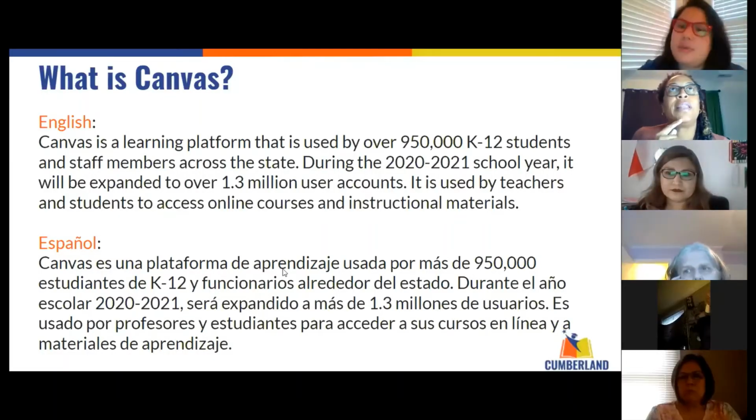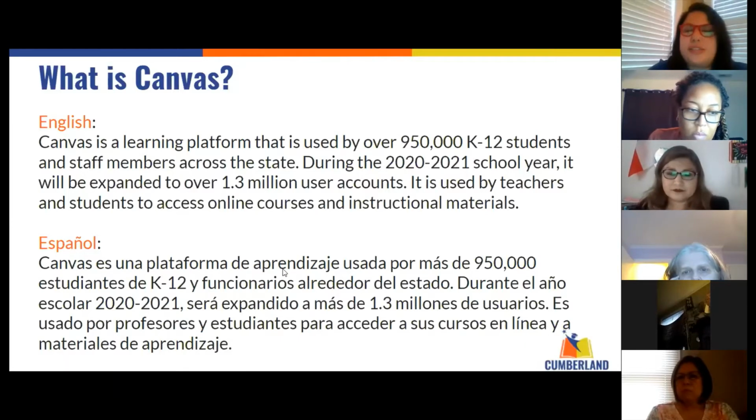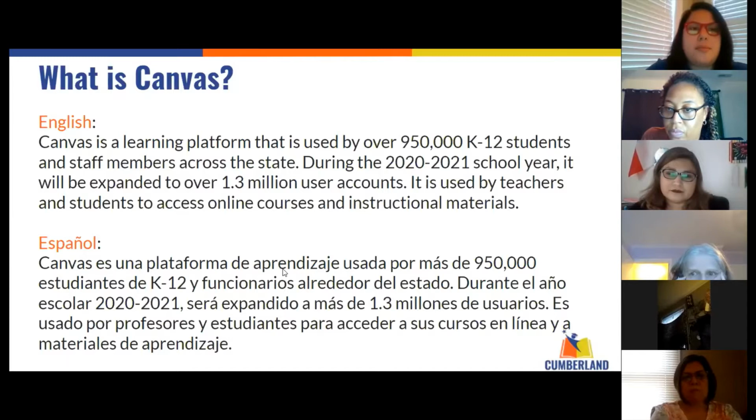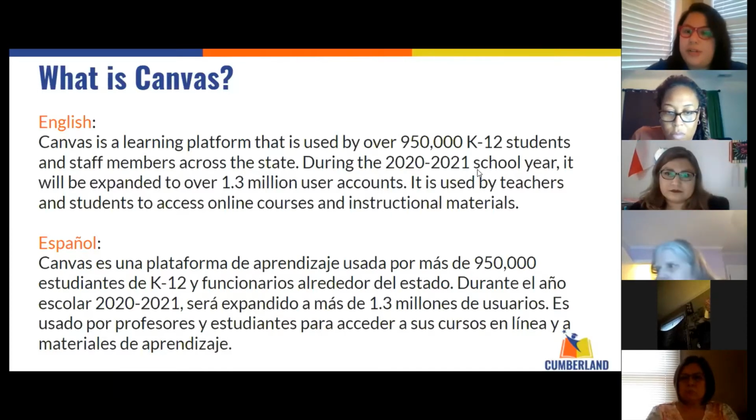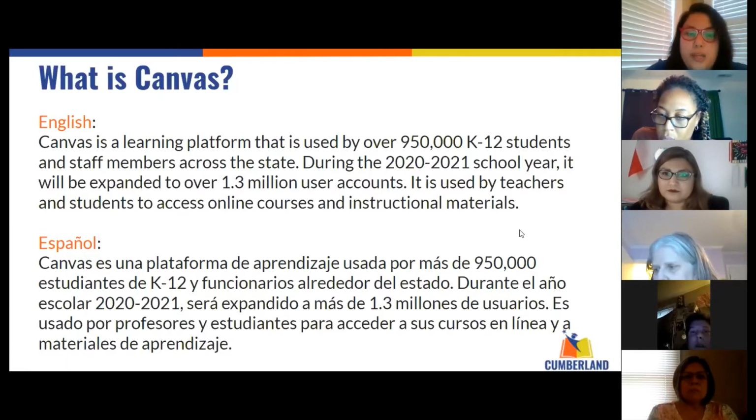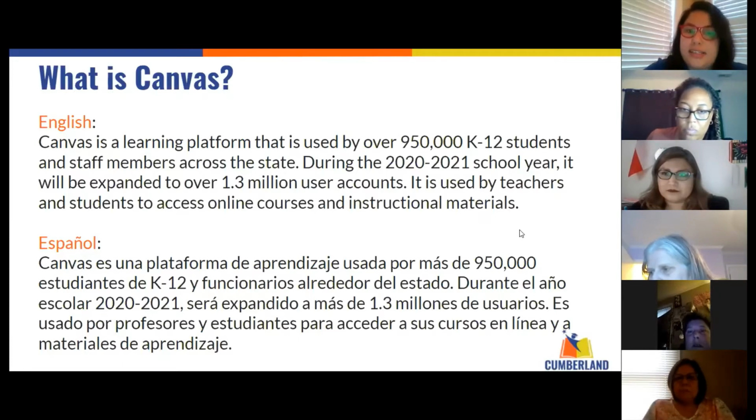So as I said, Canvas has been the statewide learning management system since 2015. It has proven itself to be a great thought partner in K-12 education within the past 5 years. Canvas is a learning platform that is used by over 950,000 K-12 students and staff members across the state. During the 2020-2021 school year, it will be expanded to over 1.3 million user accounts. It is used by teachers and students to access online courses and instructional material.